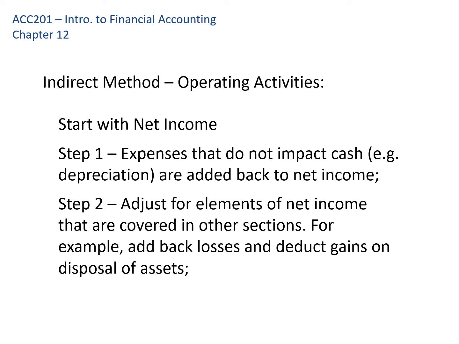So we add that back, and then we adjust for any elements of net income that are going to be covered in other sections. And this is really gains or losses on the sale of assets. So a gain or loss on the sale of assets is going to be included in arriving at net income. So we're going to want to add back the losses or deduct the gains here.